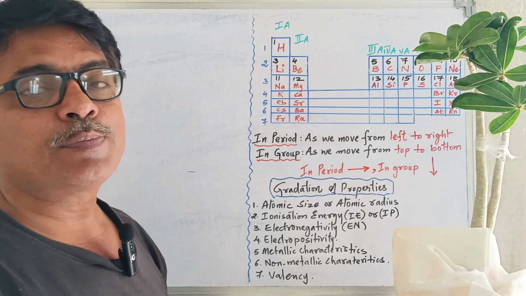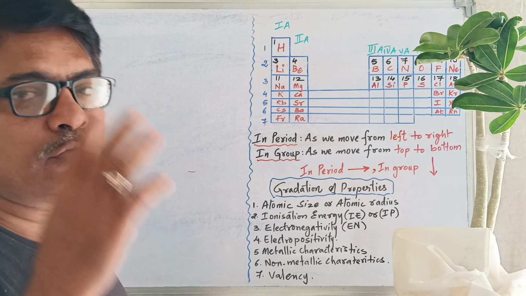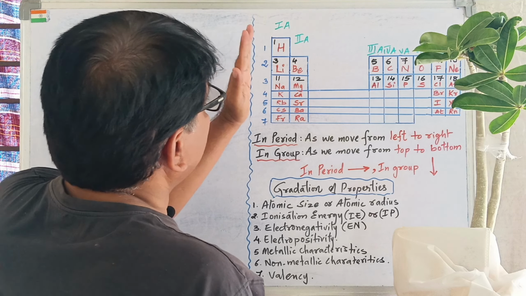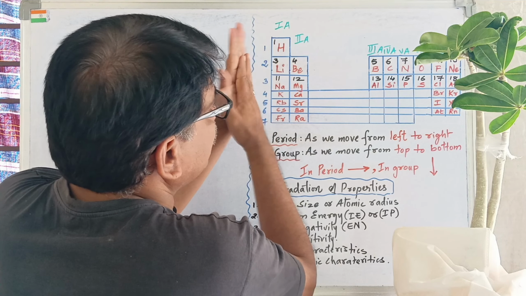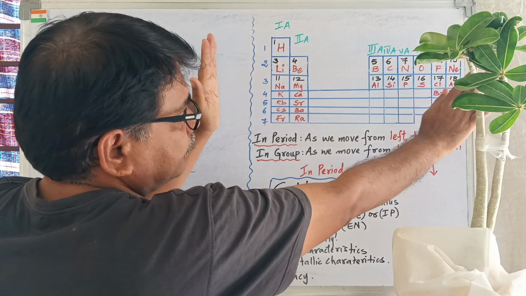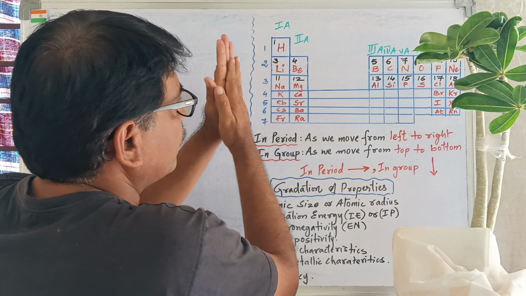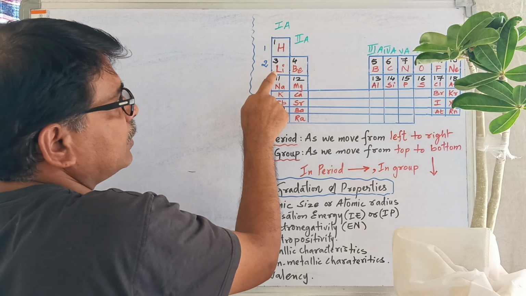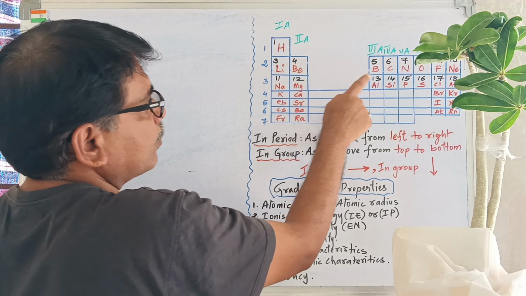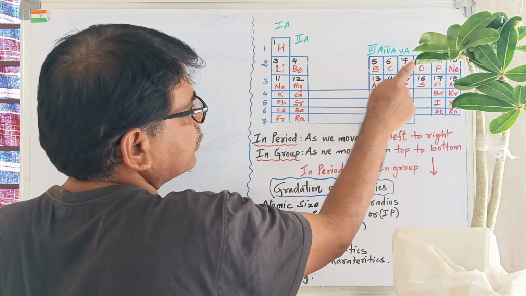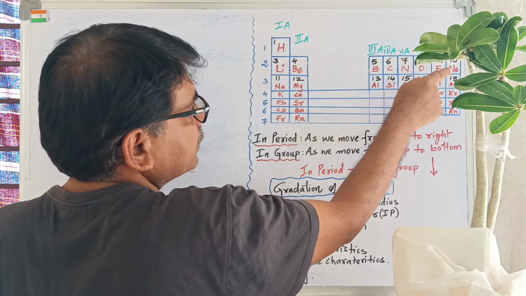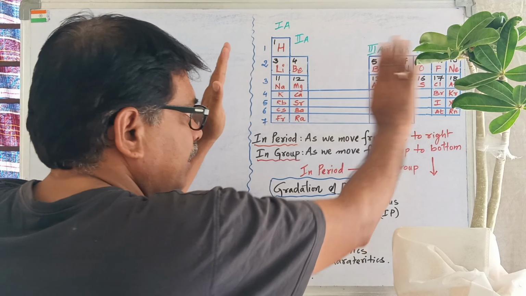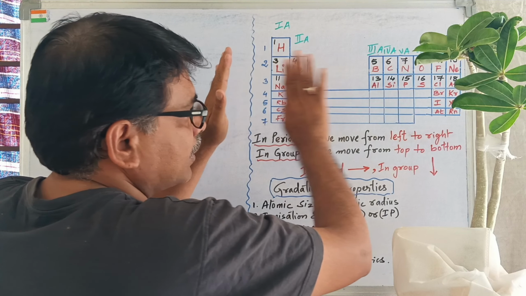Now, when you discuss these properties in period and group, one thing you should remember is that in a period, we should move from left to right, because the design is like that. See, lithium number is 3, beryllium number is 4, boron is 5, carbon 6, nitrogen 7, oxygen 8, fluorine is 9 and neon is 10. So, you're moving like this. So, you should also discuss in the same manner.